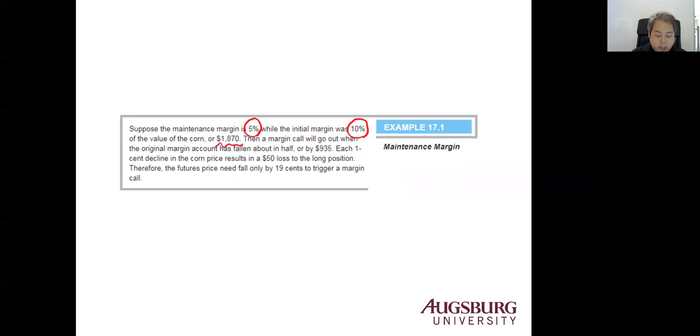So when do we have margin calls? The margin call will go out when the original margin account has fallen about in half, because initial margin is 10%, maintenance margin 5%. So half of the initial margin, right? Which means if you lose half the value, then the margin call should ring. It's going to be 1,870 times 50%, which is $935.